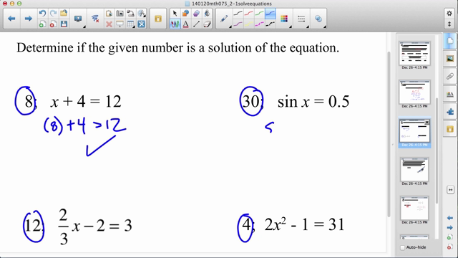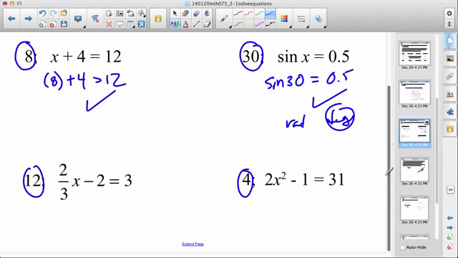Put a 30 in there. Grab your calculators, hit the sine button, then hit 30, and see if it comes out to 0.5. That one's true as well. If your calculator didn't come out to 0.5, it's because you're in radian mode and you should be in degree mode for that question.